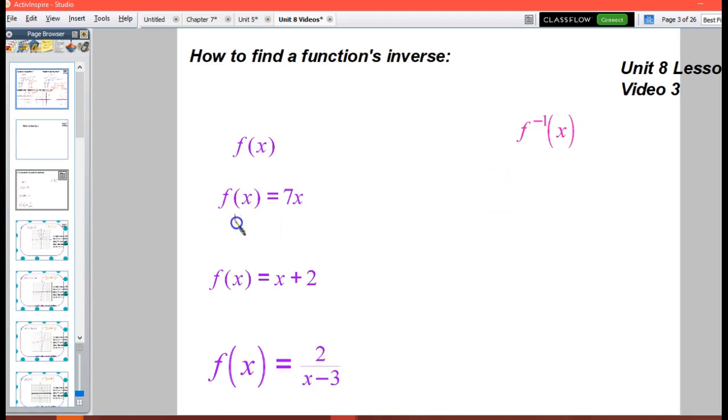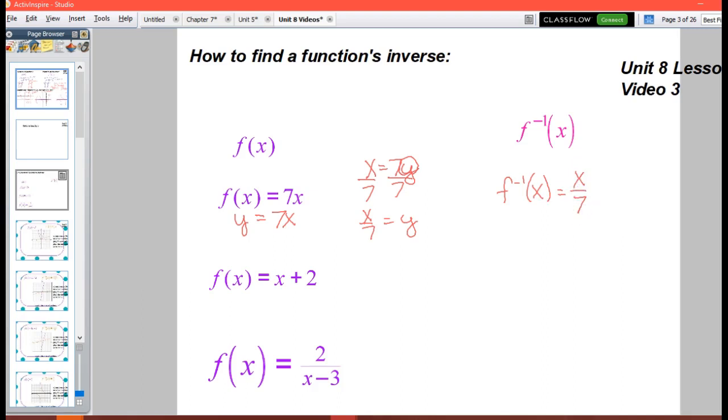So f of x equals 7x. You could rewrite that as y equals 7x. My method of choice, I usually switch my y's and my x's. So I'd have x equals 7y. And then y alone, so I'm going to divide by 7 on both sides. And my final answer will be x over 7 equals y. So we would note that our inverse function equals x over 7.